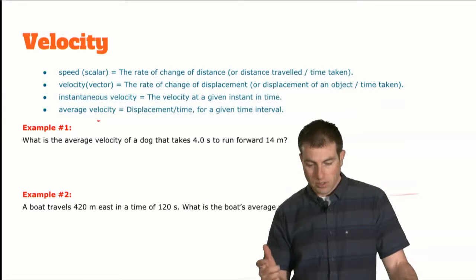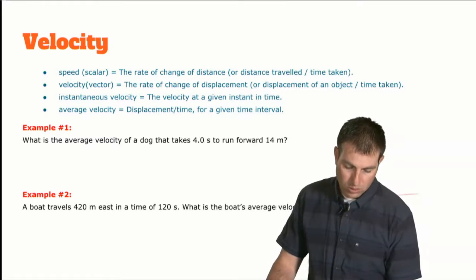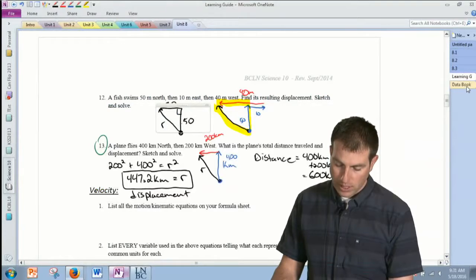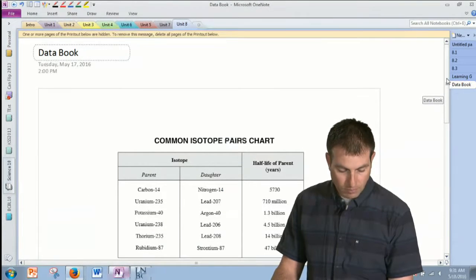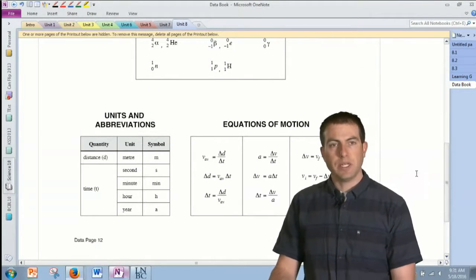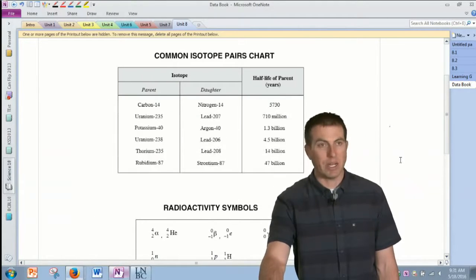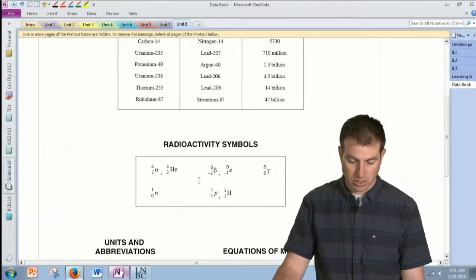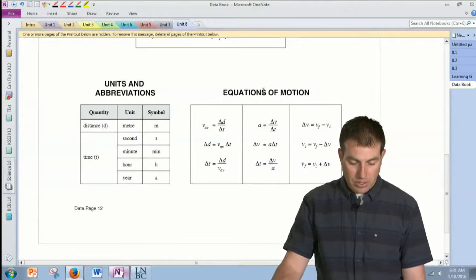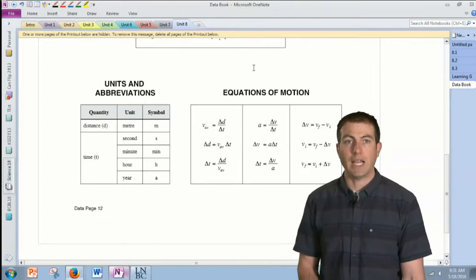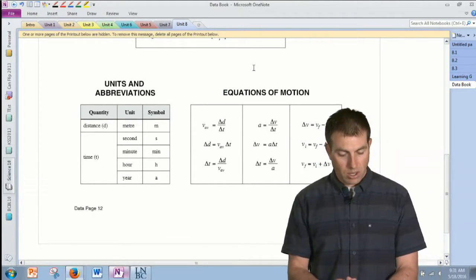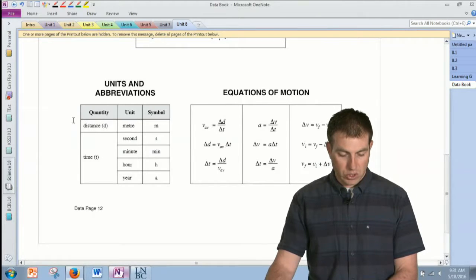So there are some equations that we need to know. Not need to memorize, just need to know where they are. And you guessed it, they are in your data book. So this is the very last page of the data book. You'll recognize the common isotope pairs chart and then all this alpha, beta, gamma stuff that we talked about, the radioactive symbols. At the very bottom of the page, on the very back page of your data booklet, these are all your physics formulas. And there are also different units and the measures for each of those units.